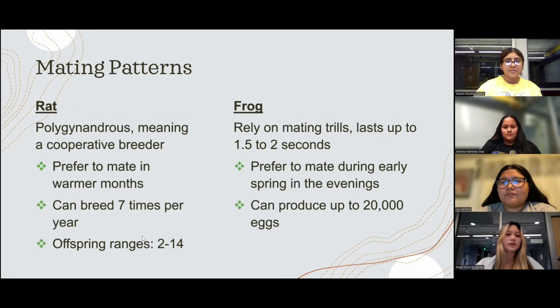For mating patterns, rats are polyandrous, meaning cooperative breeding. They prefer to mate in warmer months and can breed up to 7 times per year, with offspring ranging from 2 to 14. Whereas frogs rely on mating trills for their mating. It lasts up to 1.5 to 2 seconds, and they prefer to mate during early spring in the evenings and can produce up to 20,000 eggs.